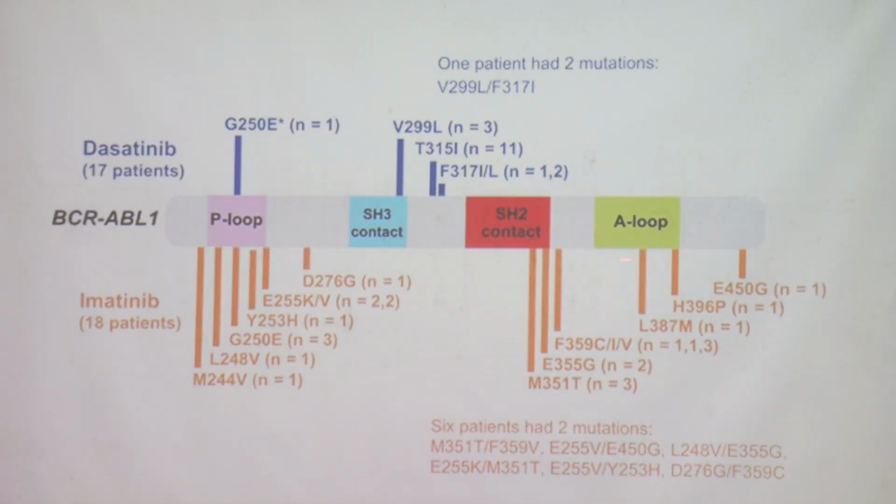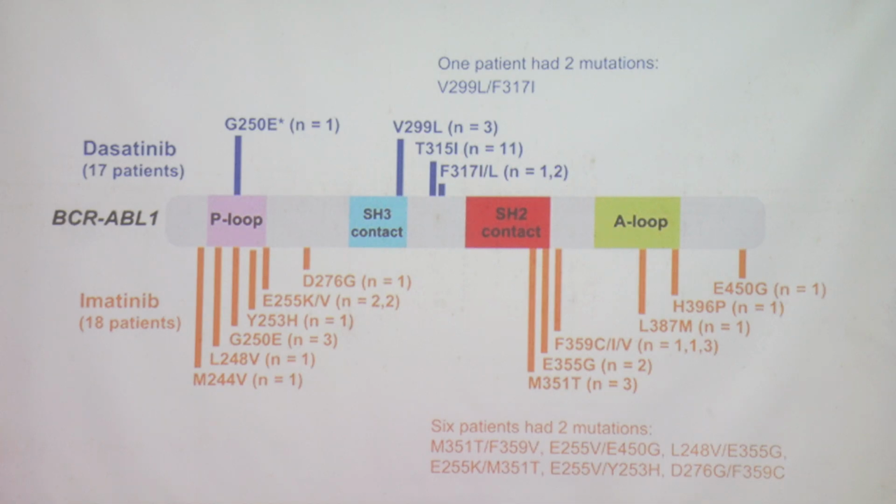Since then, many other mutations have been identified. But still, see, this is n equals 11, meaning 11 patients had this mutation. So this is the most common mutation, but there are many other mutations also here. Dasatinib, total 17 mutations, 17 patients had mutation. Dasatinib is the later version of Gleevec, modified. Okay, that is dasatinib.